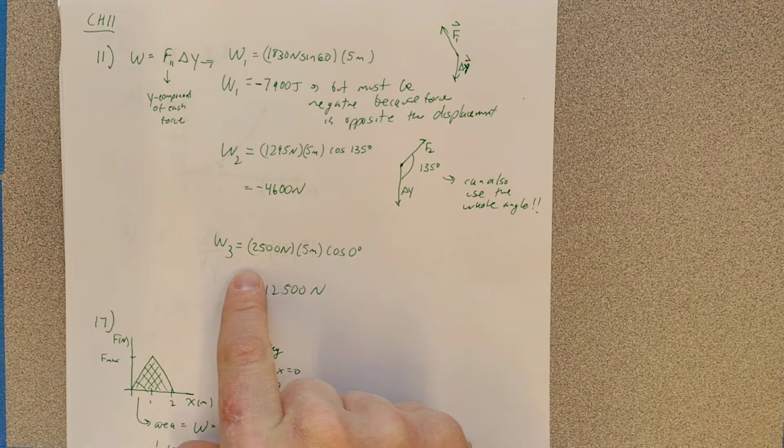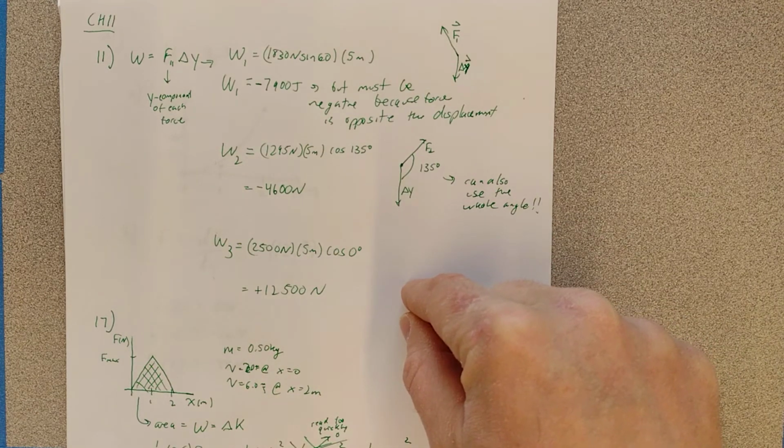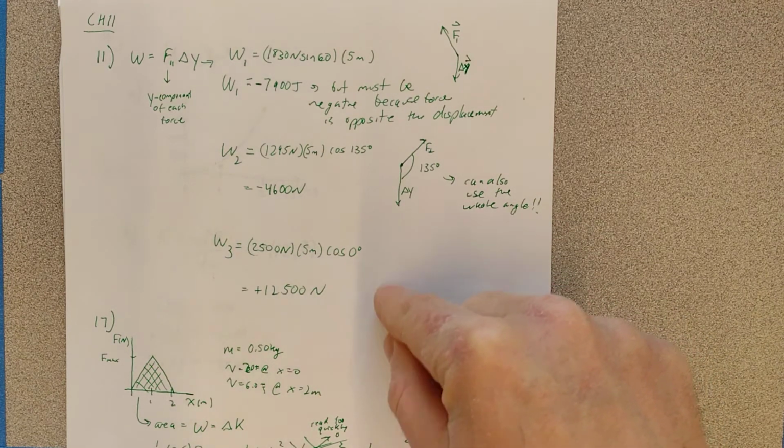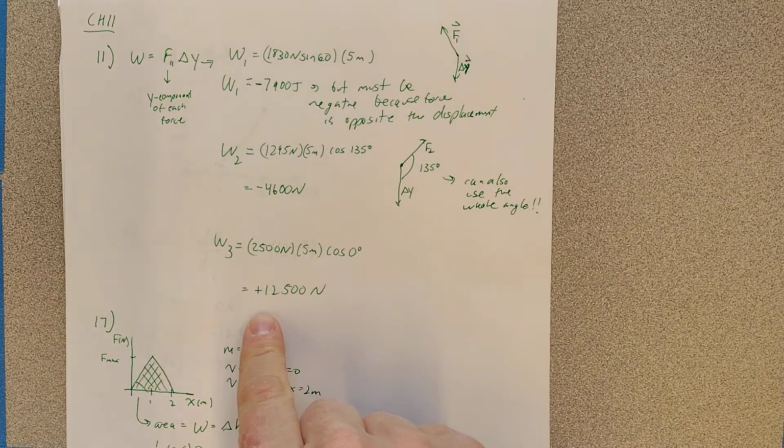Then for work 3, 2,500 times 5 times cos of 0, because gravity is pointed along the direction of displacement. So you get positive 12,500.